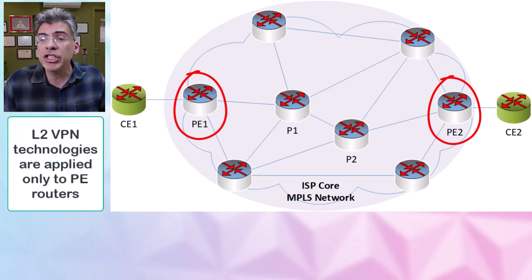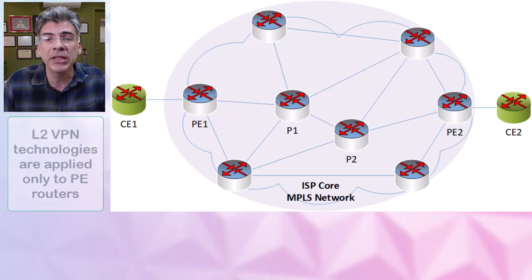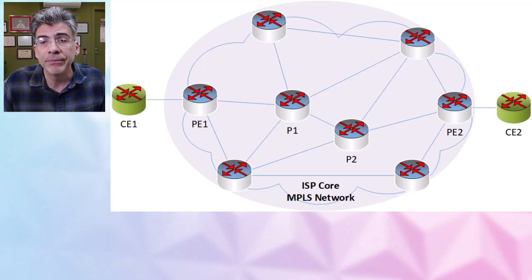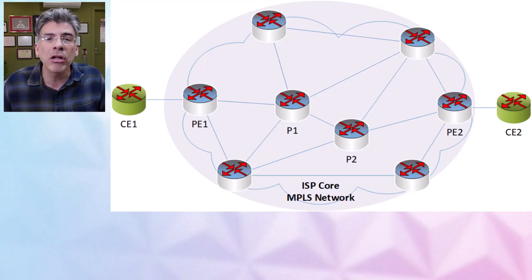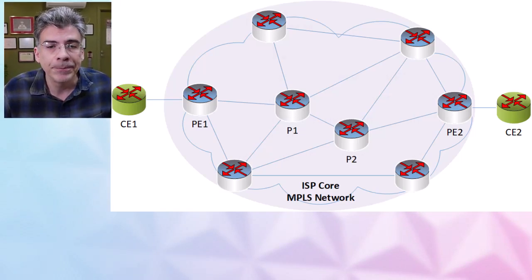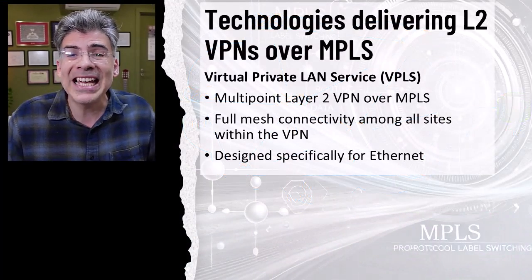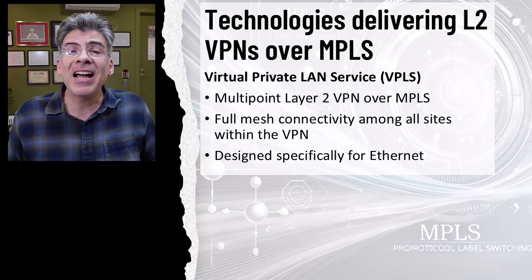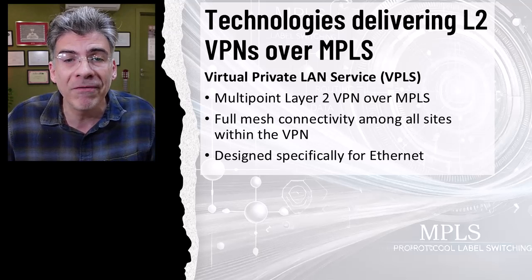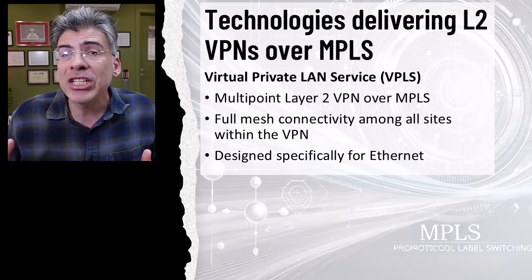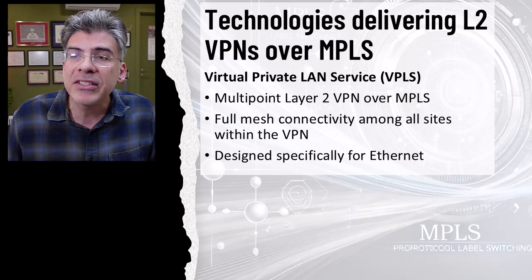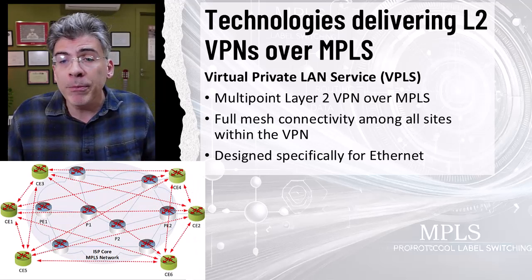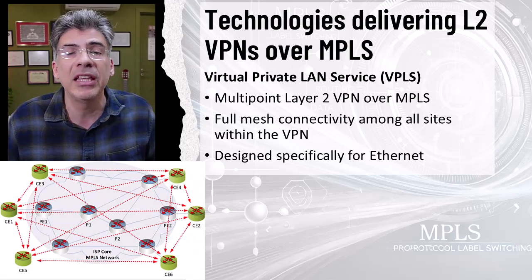There are various technologies that can do this, and some support multiple Layer 2 protocols, while others are created to carry specific protocols only. I'll name a few of the most popular such technologies and describe them further here. Among the most prominent is Virtual Private LAN Service, or VPLS. VPLS provides a multi-point Layer 2 VPN over MPLS, allowing geographically dispersed sites to connect as if they are on the same Ethernet VLAN. It supports full mesh connectivity among all sites within the VPN.